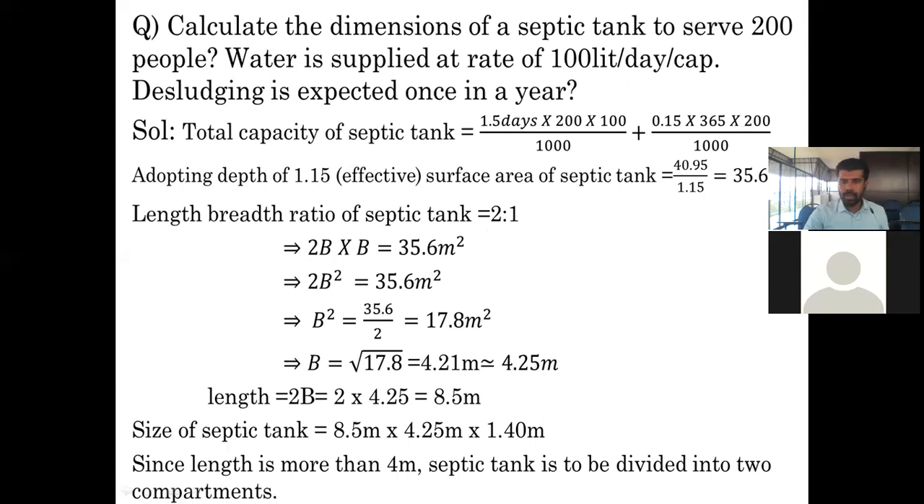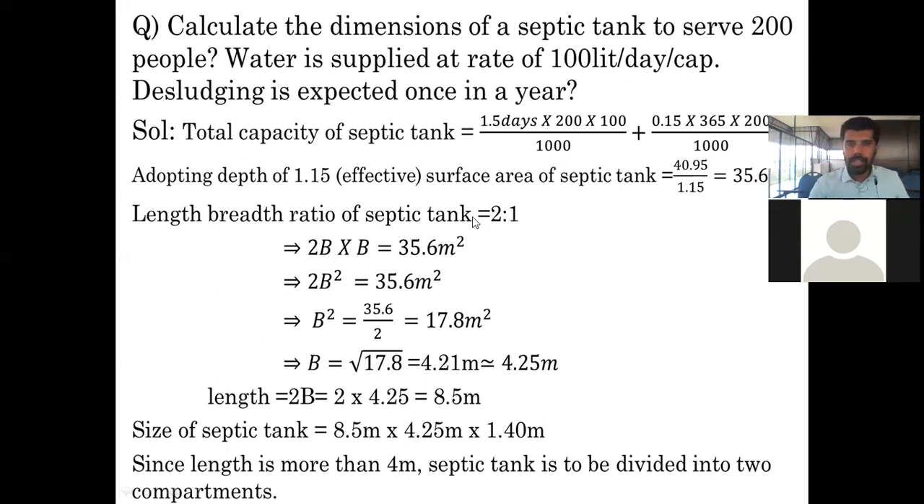Is there any doubt in this method? Okay. Now we can see another method.